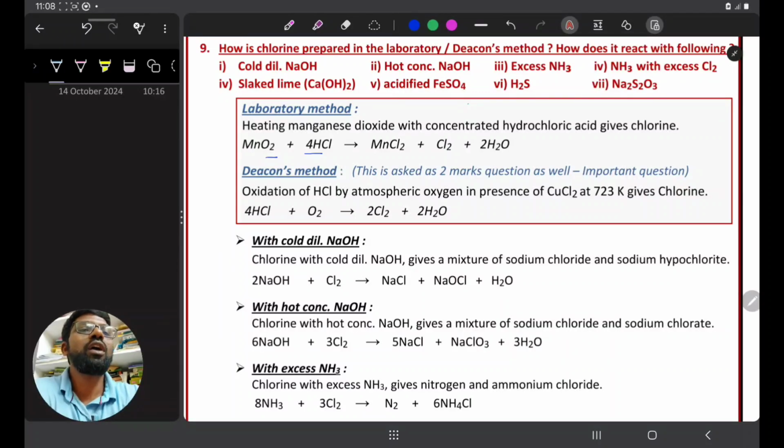First, let's see how chlorine is prepared in the laboratory. Heating manganese dioxide MnO2 with concentrated hydrochloric acid HCl gives chlorine, right? Don't try to learn the reactions by heart, try to understand the reaction. For all the reactions I will give you some short tips and tricks so that you can learn the reactions very easily.